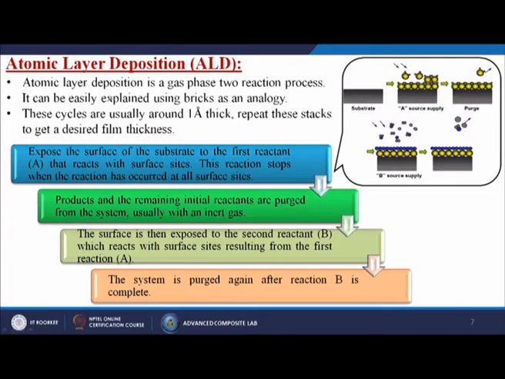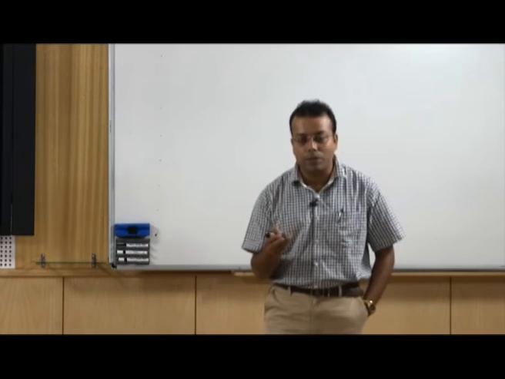It can be easily explained using bricks as an analogy. These cycles are usually around 1 angstrom thick. Repeat these stacks to get a desired film thickness. So, from this particular case you can understand that we have a substrate, then first we put a source supply, then we purge it, then we do a stack of coating, then again we put another material on top of that. So, layer by layer we can do these modifications onto the substrate itself.